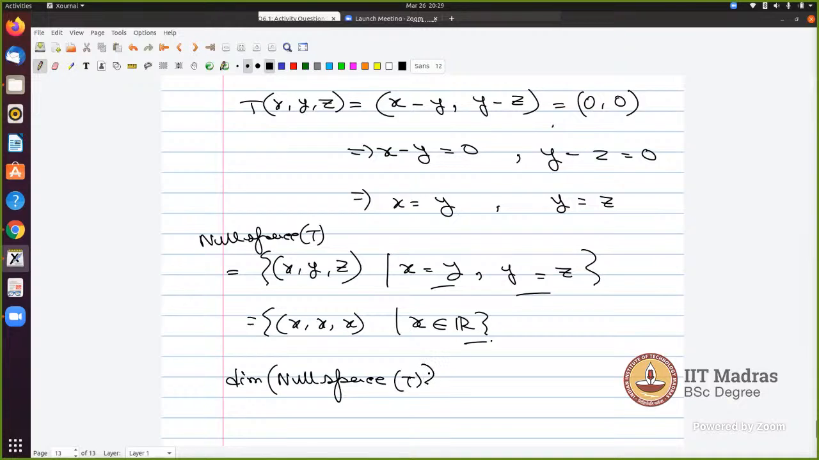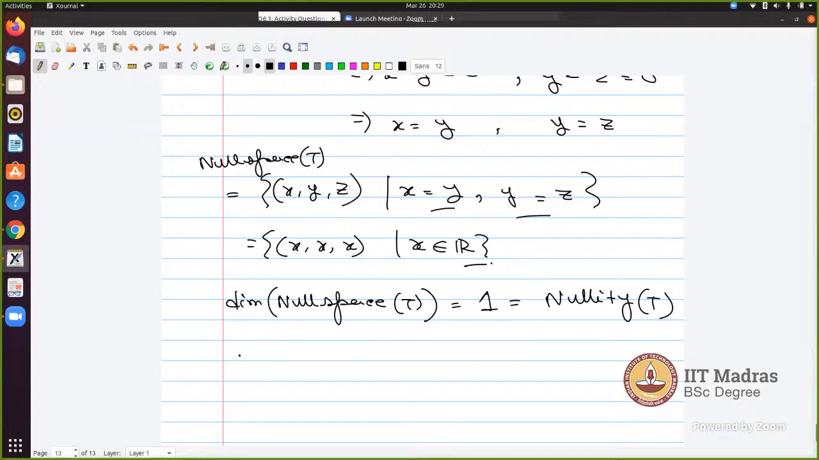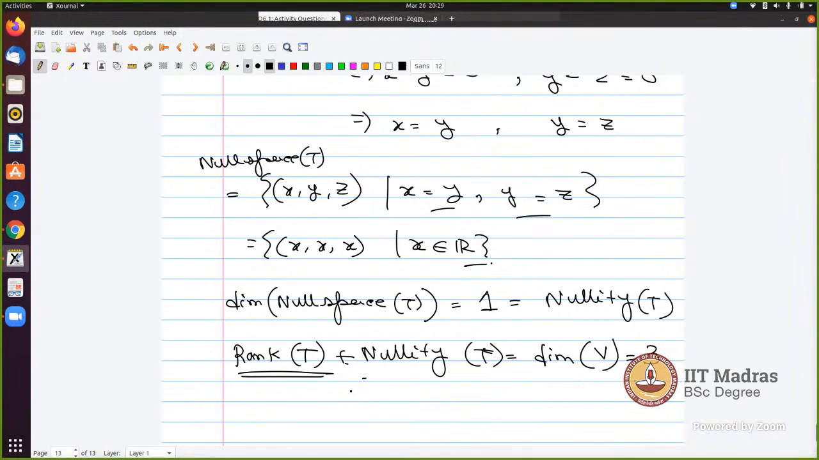It's clear, right? Okay. So the dimension of the null space is the nullity of T. Now what is the rank of T? It is 2. We know the rank-nullity theorem, so from there we can directly calculate it. The dimension of the domain V here is 3. The nullity is 1, so rank T plus 1 equals 3. That means the rank of T is 2.